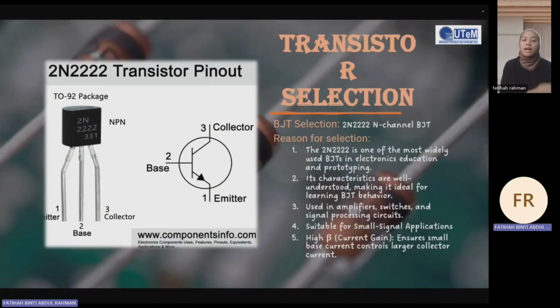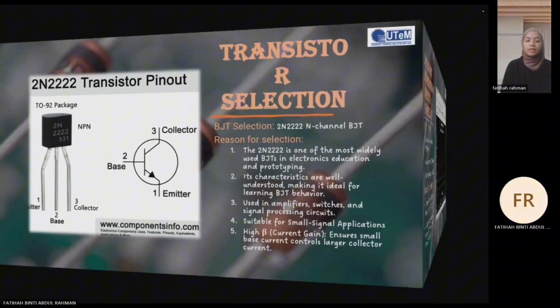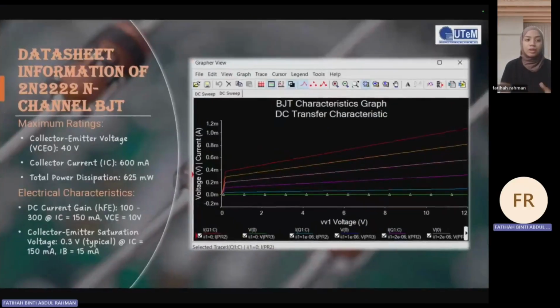It also features a high current gain, beta, meaning a small base current can control a much larger collector current. This is important in amplifying circuits. In this slide, we show the 2N2222 datasheet highlights. Here are some key parameters from this datasheet.